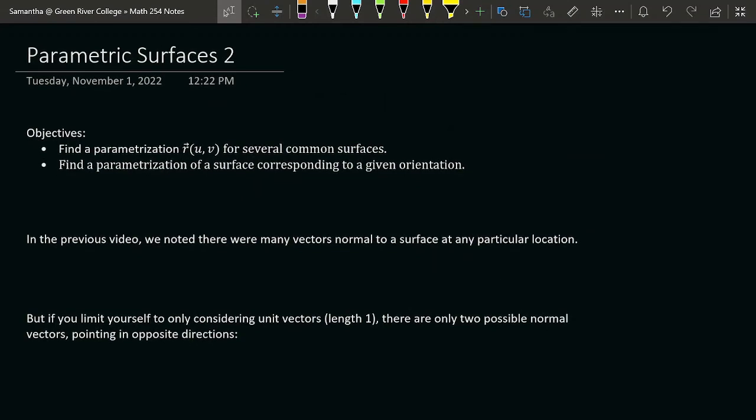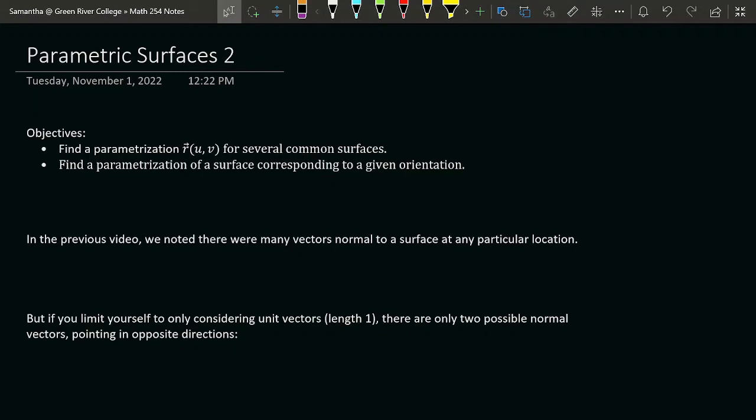Hello everyone, this is part 2 of our video on parametric surfaces, aka parametrized surfaces. In this particular video, we're going to be talking about, in some sense, the reverse of what we did yesterday. Yesterday, someone gave us a formula, a parametrization for a surface, and then we needed to figure out what graph corresponded to that and what normal vector corresponded to that. In this particular video, we will be going backwards.